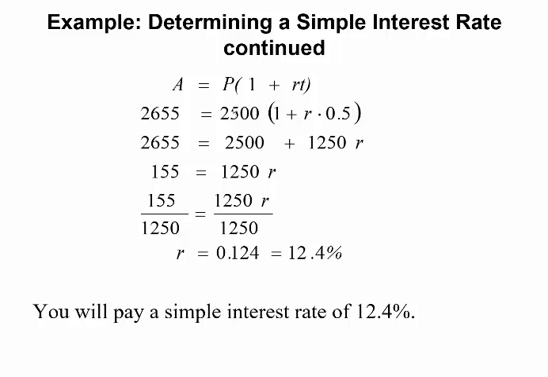To solve this, distribute the 2,500. 2,500 times 1 is 2,500. 2,500 times 0.5 is 1,250 times R. Then you're going to have to subtract this 2,500 over to the other side. So you get 155 is equal to 1,250 times R. Now just divide by the 1,250 on both sides. This 1,250 will cancel out. 155 divided by 1,250 is 0.124, which is the equivalent of 12.4%.